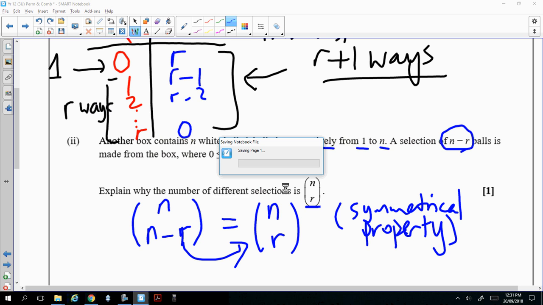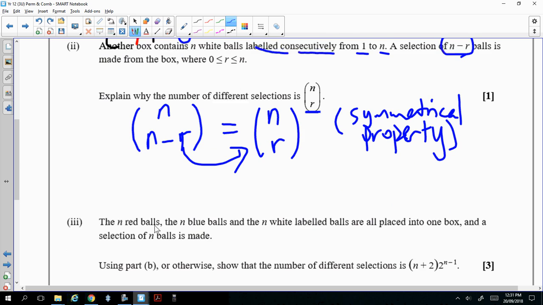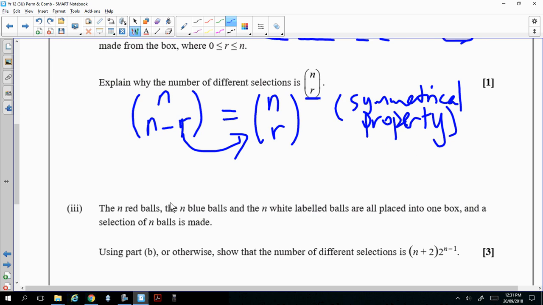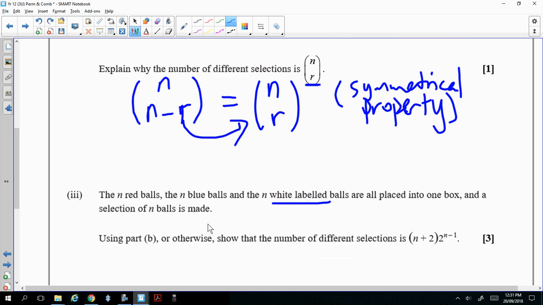Okay, so let's go to part 3. Basically, we're going to find how many ways of selecting. There are n red balls, n blue balls, and n white balls, which are labeled, all placed in 1 box. And a selection of n balls is made. Using part B, or otherwise, show the number of selections is this. Okay, all right, so what we do is this. When we're going to select n balls, we're going to divide into cases.